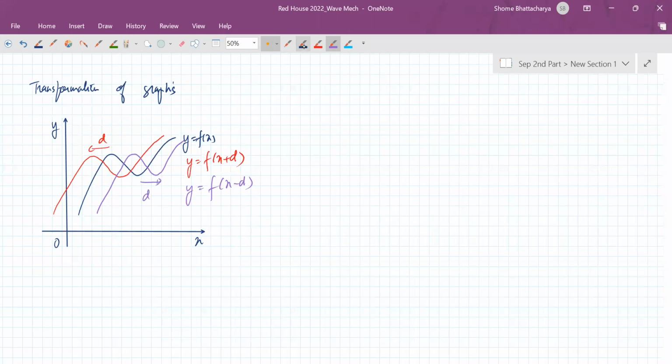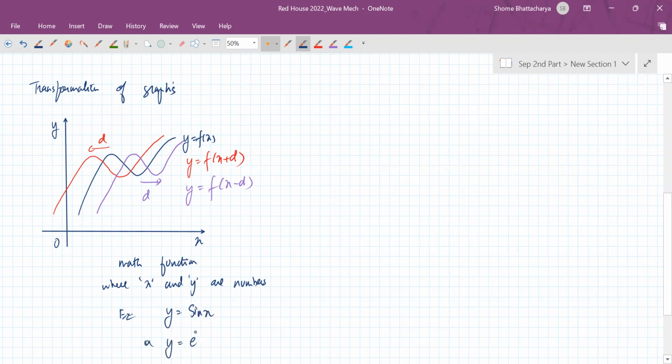Okay. So this is about a math function, where x and y are numbers. For example, y is equal to sine x, or y is equal to e raised to the power x, or something like this.